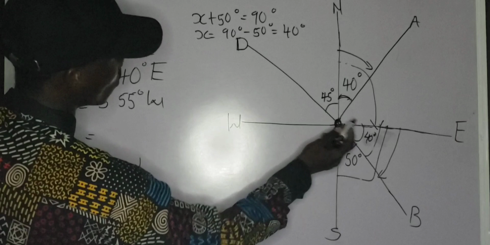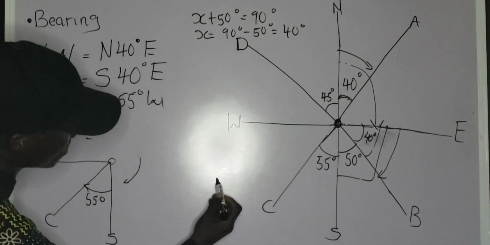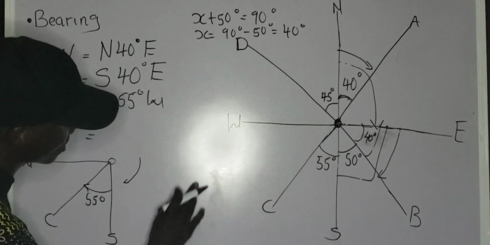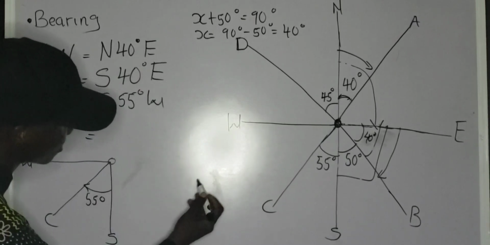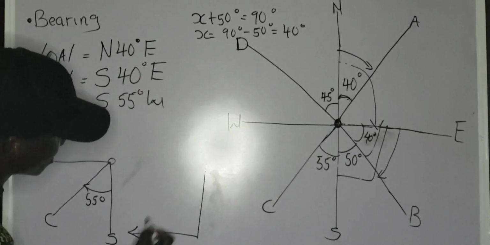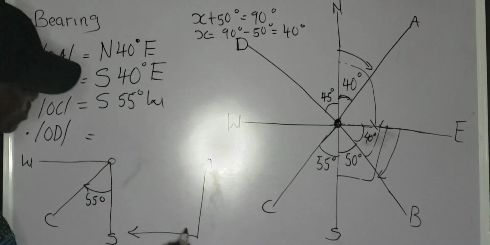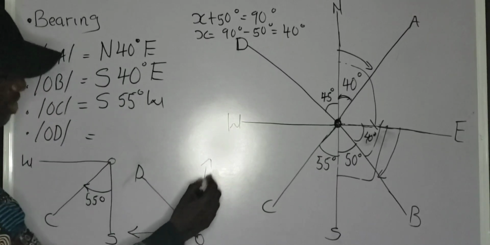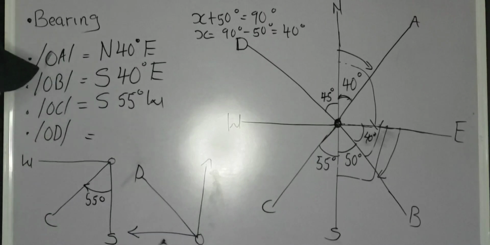Don't forget that this is OD. Let me draft the diagram again so that you can understand. I want to make sure that you understand this, please. Now don't forget that this is line D, and this is line O. And we know that bearing is measured in the clockwise direction. So the angle will start from here and end in here, because bearing cannot be greater than 90 degree.